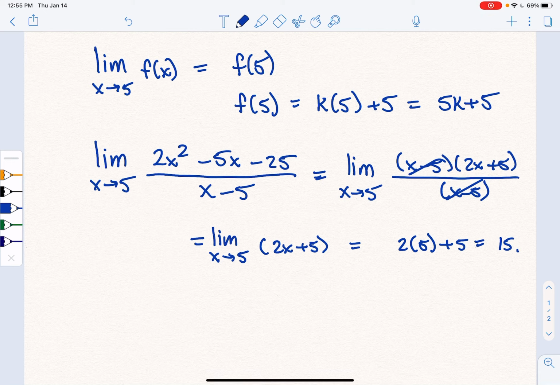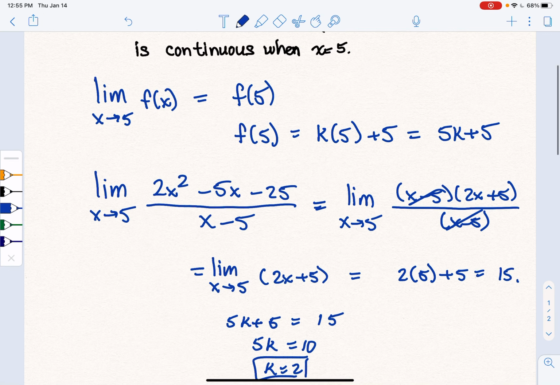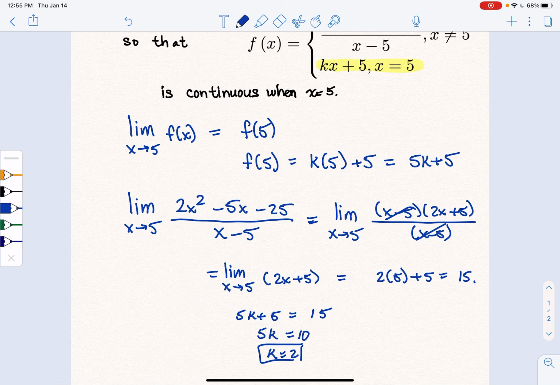So the value of the function is 5k plus 5, and I know this is going to be continuous as long as these two things are equal. Now solving for k, 5k equals 10, which means k equals 2. So when k is equal to 2, these two pieces match up at x equals 5. If not, they won't. And there's using your definition of continuity.